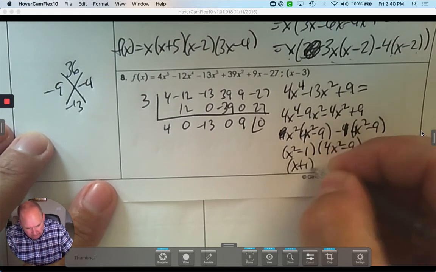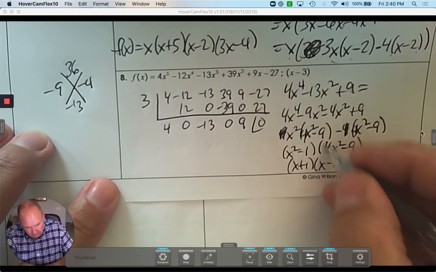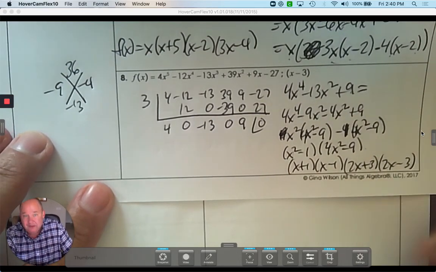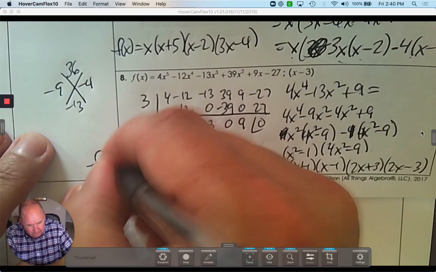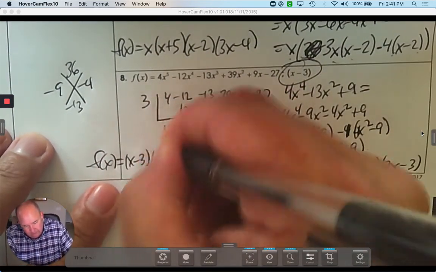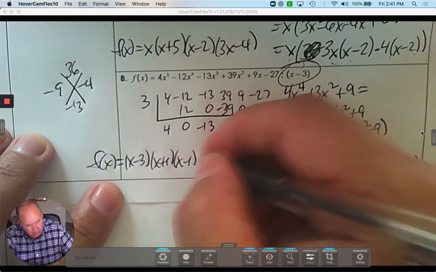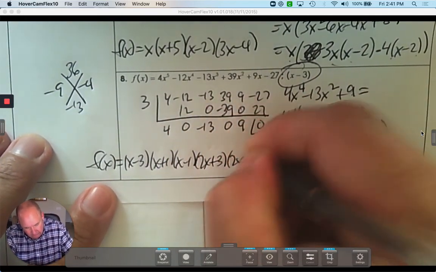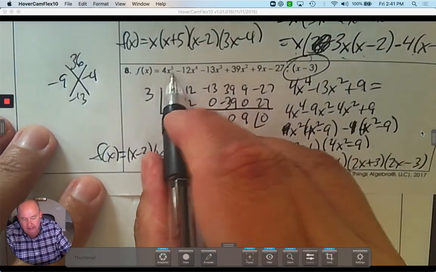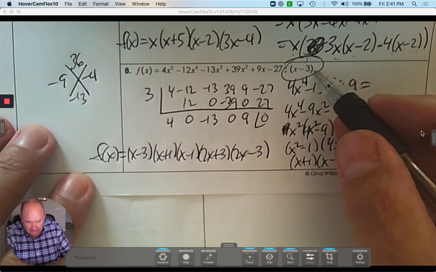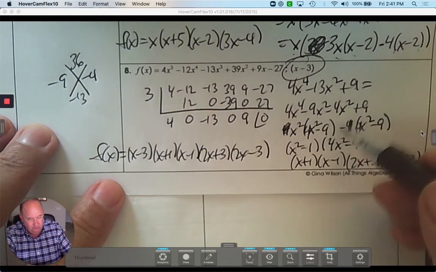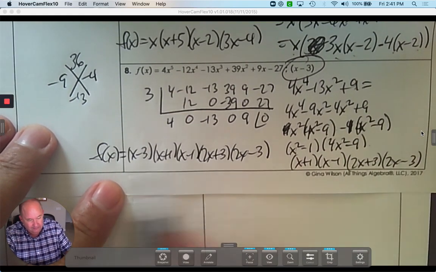So this is x plus 1, x minus 1. This one, take the square root of each one. That's 2x plus 3 and 2x subtract 3. So now let's put it all together. The first factor was x minus 3, then x plus 1, x minus 1. Here we have 2x plus 3 and 2x subtract 3. So here we had a very high order polynomial. You're given one factor. From what was remaining after you divide it out, I continued to factor by grouping and a difference of squares, and it ended up being this.